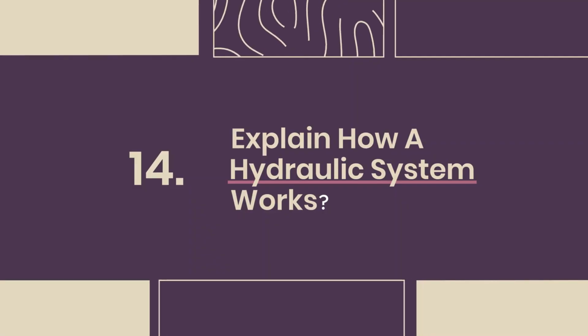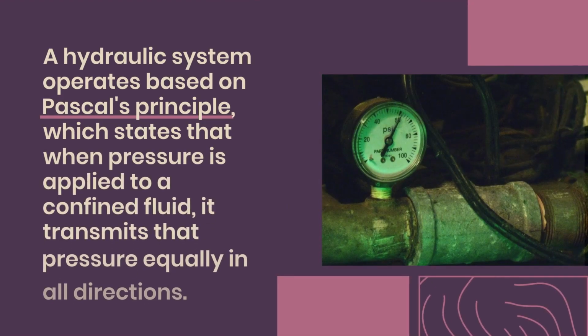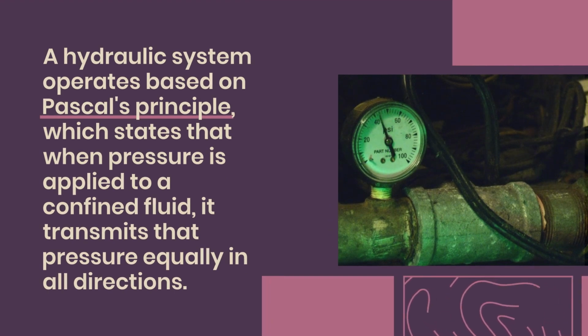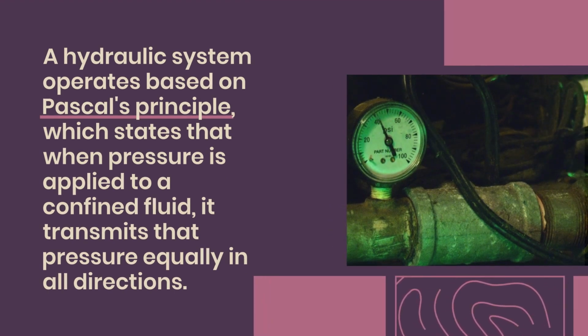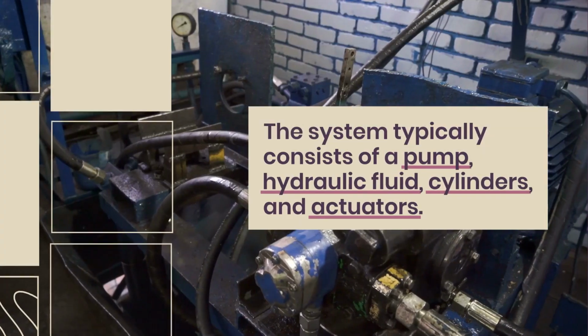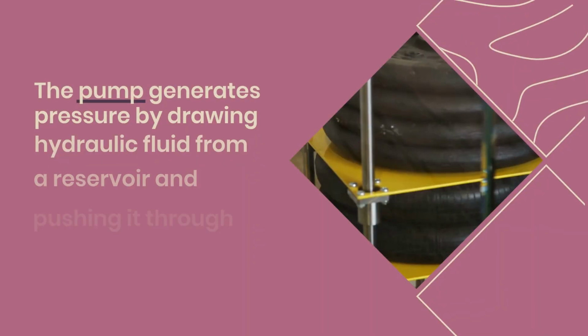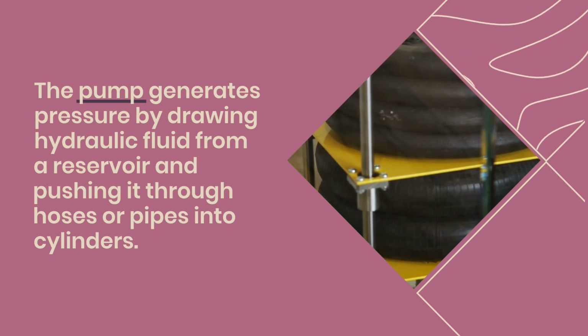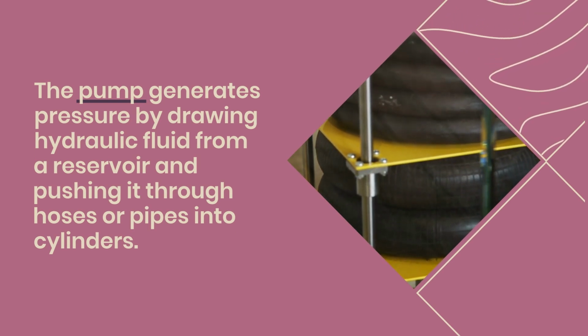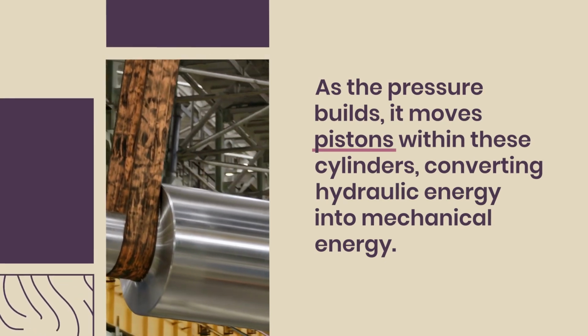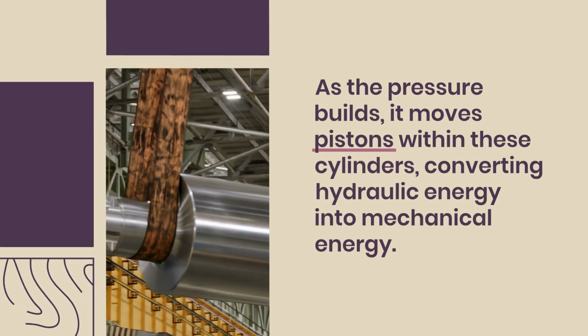14. Explain how a hydraulic system works. A hydraulic system operates based on Pascal's principle, which states that when pressure is applied to a confined fluid, it transmits that pressure equally in all directions. The system typically consists of a pump, hydraulic fluid, cylinders, and actuators. The pump generates pressure by drawing hydraulic fluid from a reservoir and pushing it through hoses or pipes into cylinders. As the pressure builds, it moves pistons within these cylinders, converting hydraulic energy into mechanical energy.